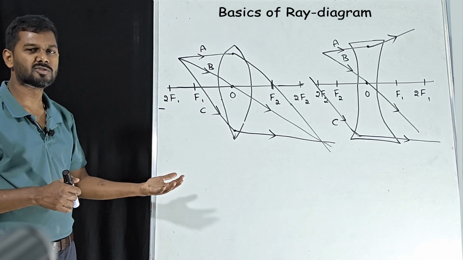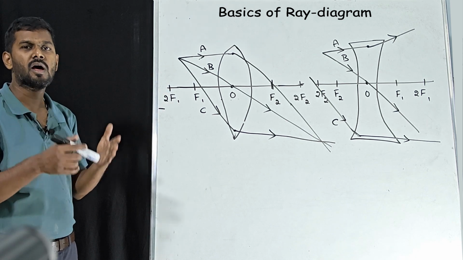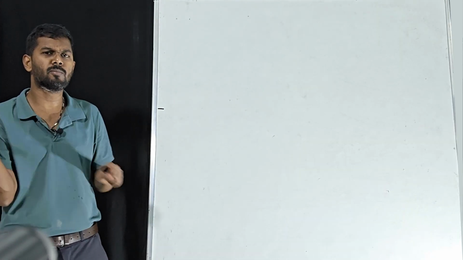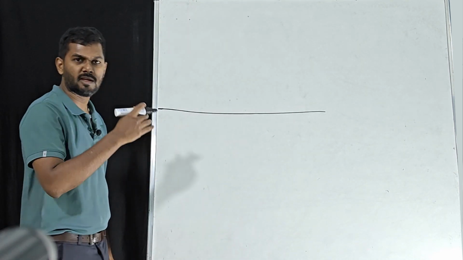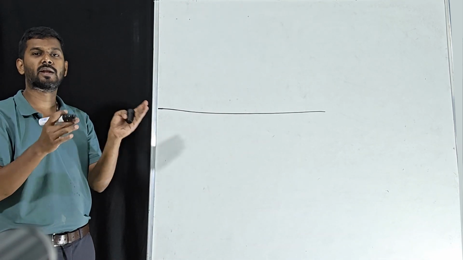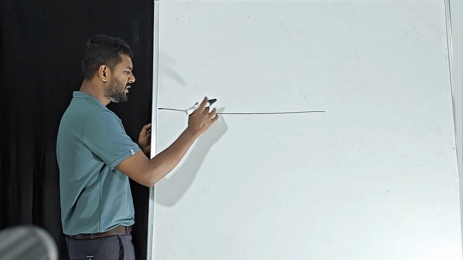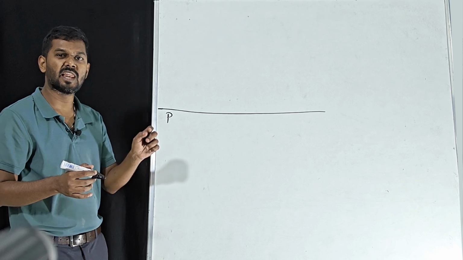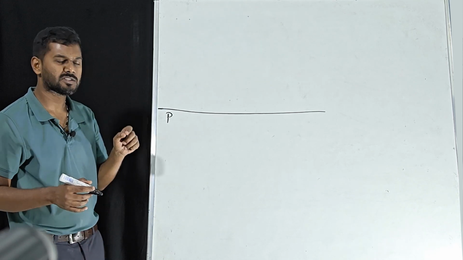So based on these things only, we'll take any two rays and draw the ray diagram to form an image. Now we'll learn one more important concept: how to calculate the size of the image and the size of the object. This is a very simple concept. The sizes of the image and the object are calculated from the principal axis. The principal axis is taken as a reference line.